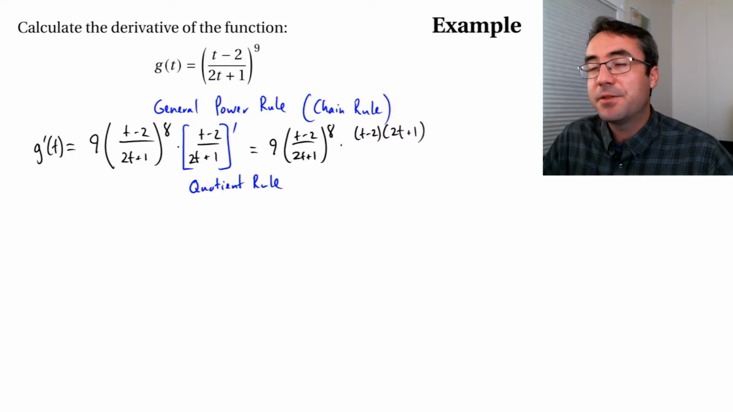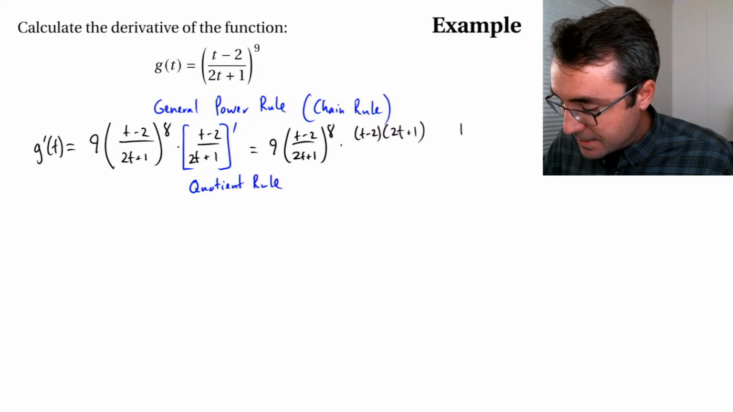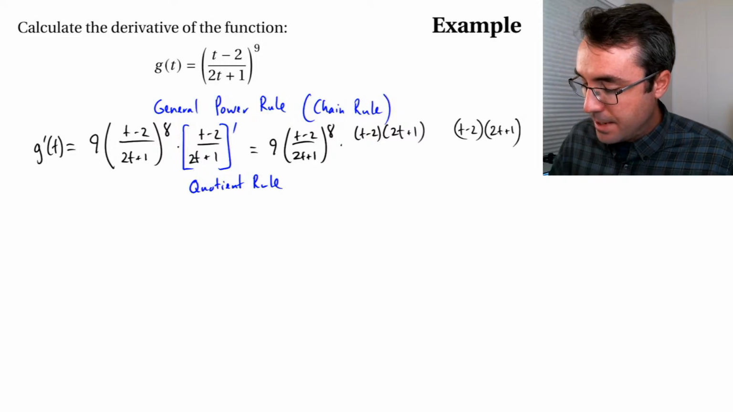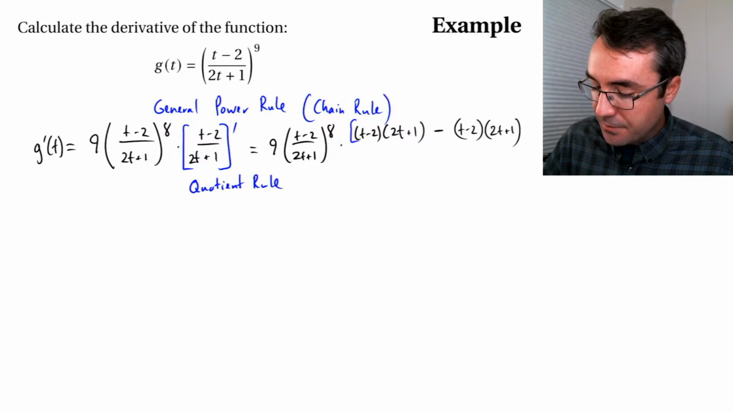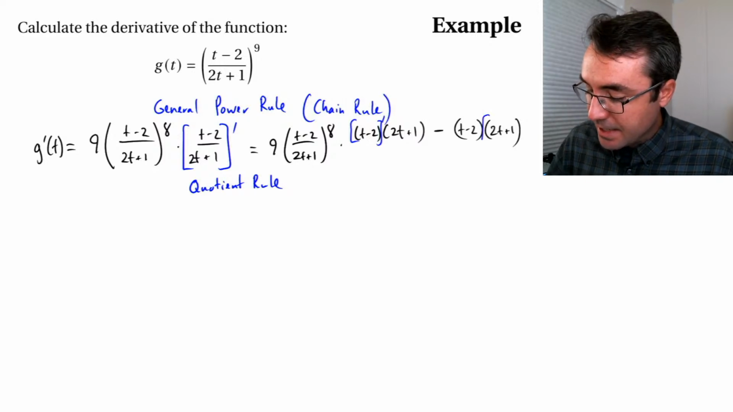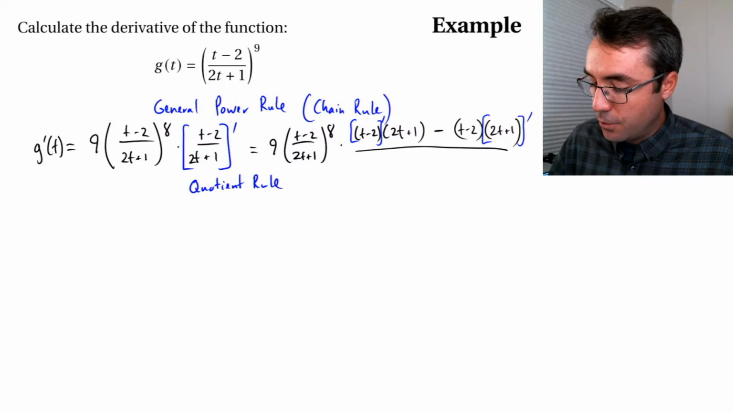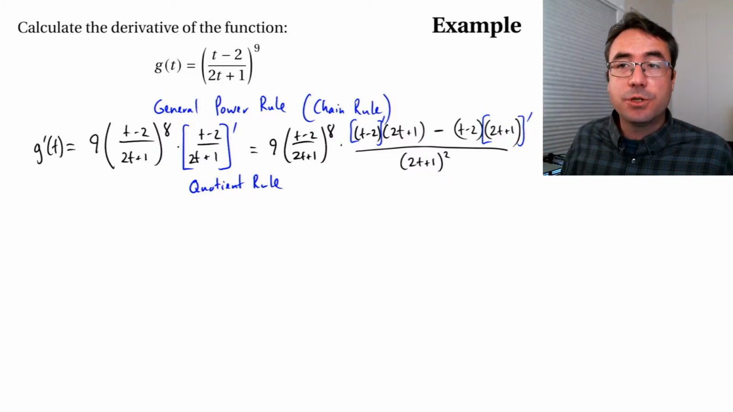So we're going through implementing the quotient rule. We write down top times bottom, 2 copies, similar to product rule. And then we put a minus sign in the middle. And then in the first copy, we apply the derivative to the first function. And then in the second copy, we apply the derivative to the second function. And then all of this is over the original denominator squared. So 2t plus 1 squared. All right, so that's the quotient rule.